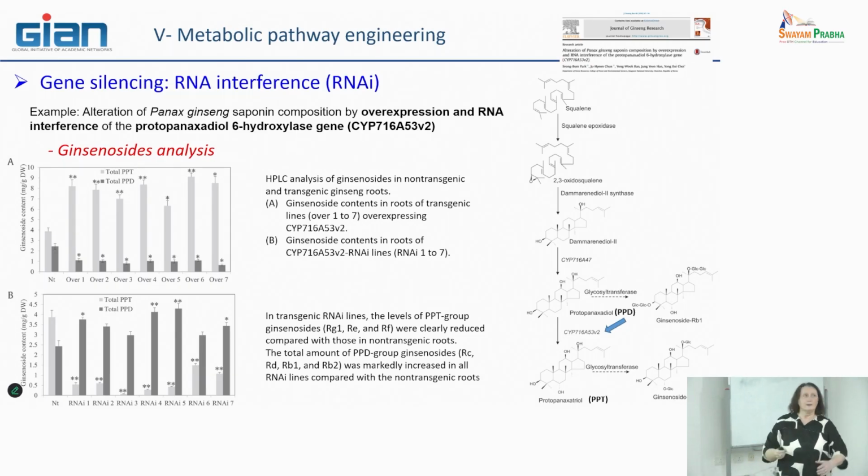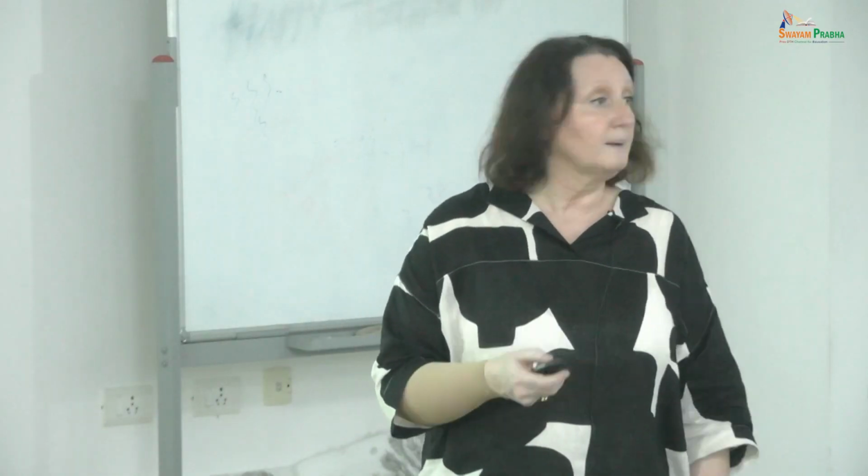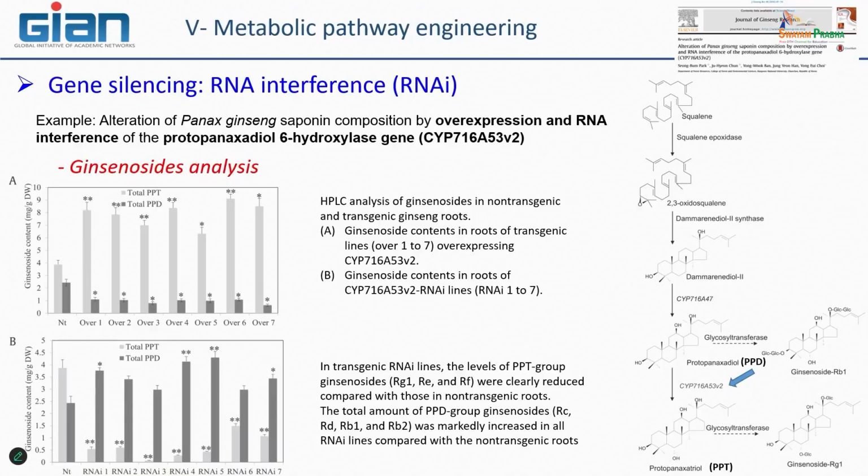So some extraction has been done from this plant, and analysis of the metabolome has been done. What you can observe here are the lines that overexpress the CYP protein normally, and here are the lines interfered for this particular enzyme. You can see that in both samples you have a completely different distribution between PPD and PPT.